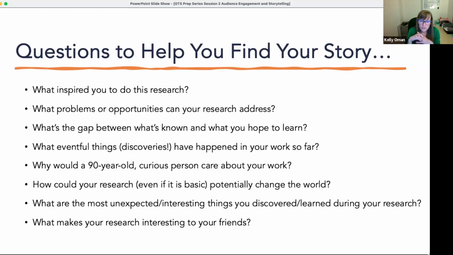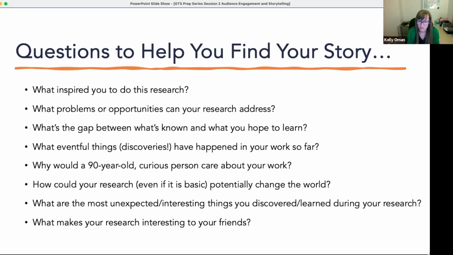How could your research, even if it is basic, potentially change the world? Now, I'm going to assume that calling research basic isn't an insult, not knowing that world of research. But think about any type of research.